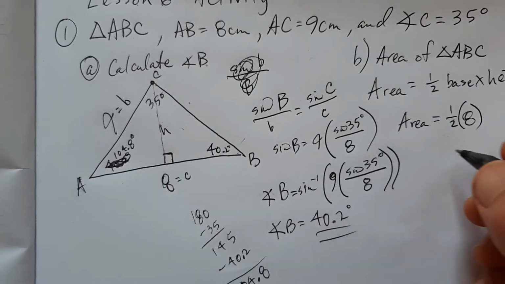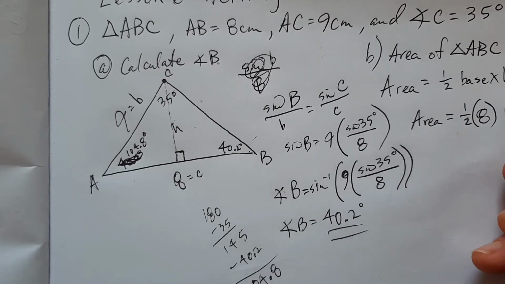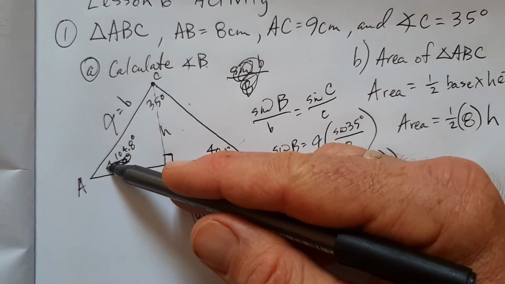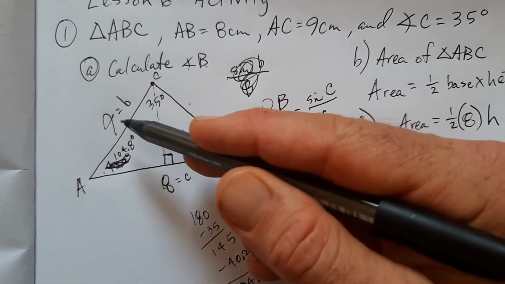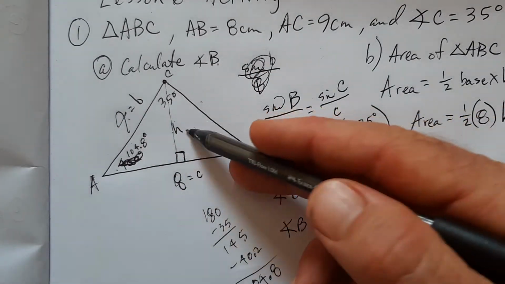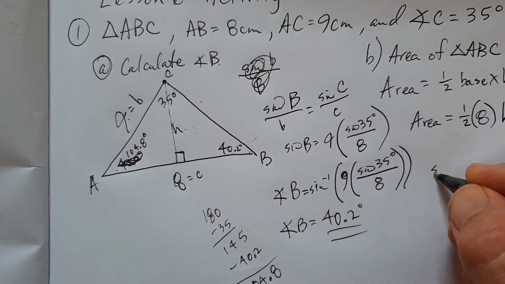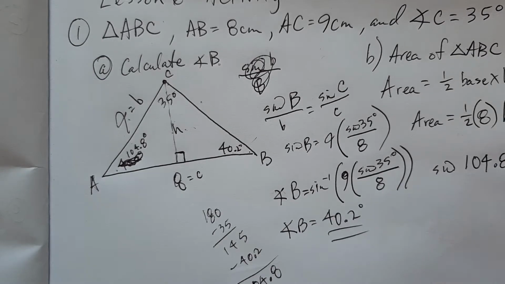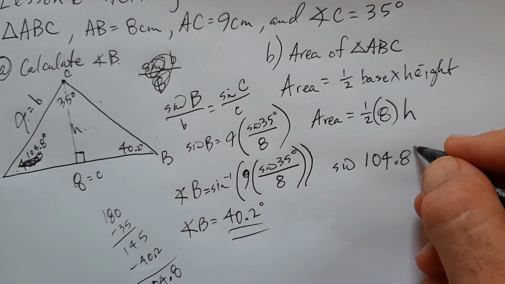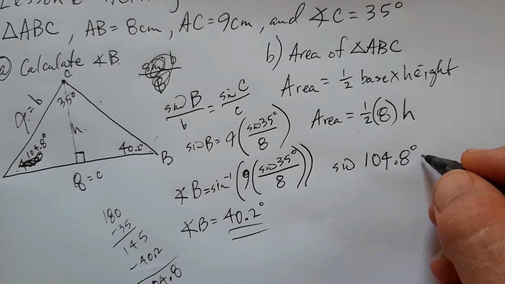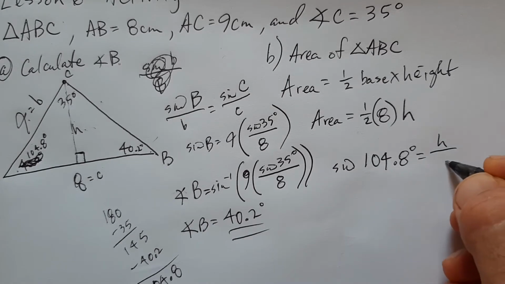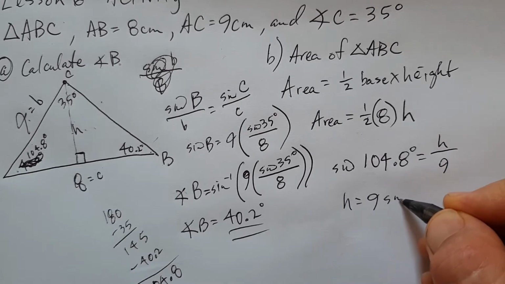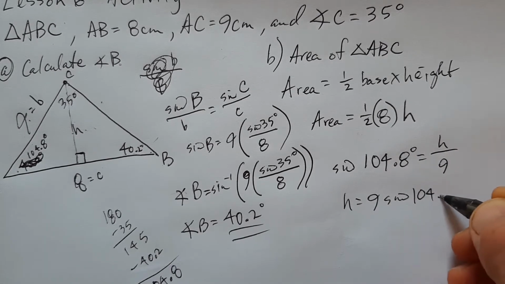So I'm just going to do this separately, the h over here. So I say that sine of A equals h over 9, right? Opposite over hypotenuse. So sine of 104.8 degrees equals h over 9. Okay, so h equals 9 sine 104.8 degrees.